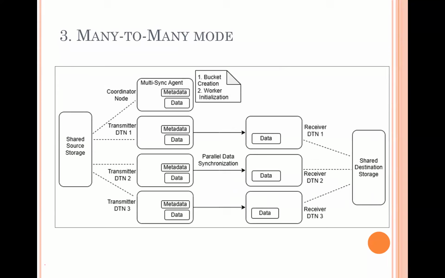In many-to-many mode, multiple source and destination nodes participate in concurrent synchronization. Source and destination are independently paired, and shared metadata coordination ensures balanced workload distribution without duplication. This mode enables parallel data transfer across the entire system, significantly improving the scalability and overall throughput.